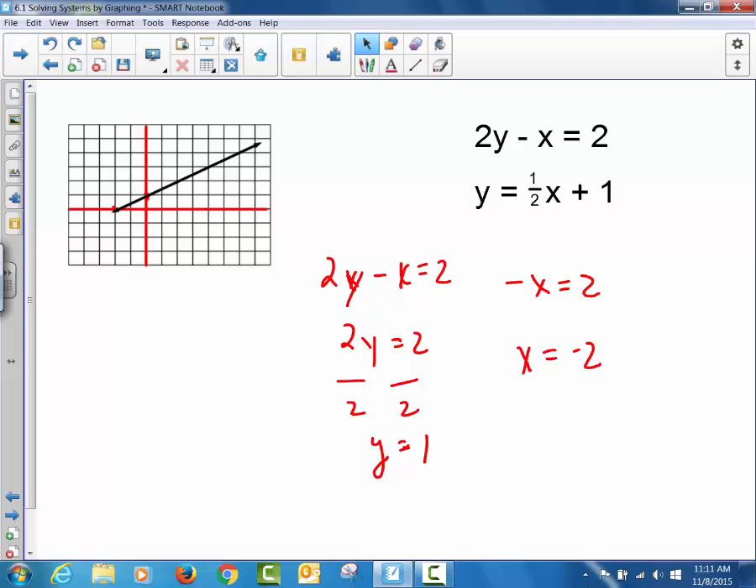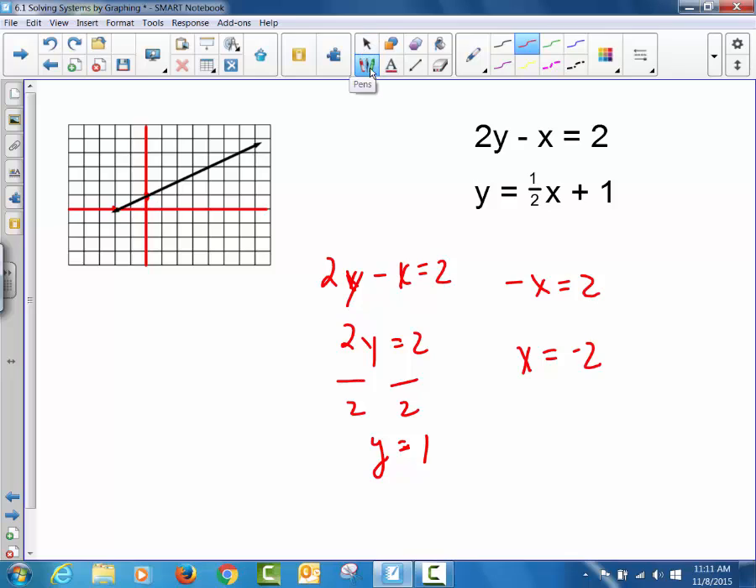Alright, so then we've got 1/2 x plus 1 is our other one. So 1 is our y-intercept, so we come up here to 1 for our y-intercept. And 1/2 x, that means we go up 1 and over 2. Up 1 and over 2. It's the same line.